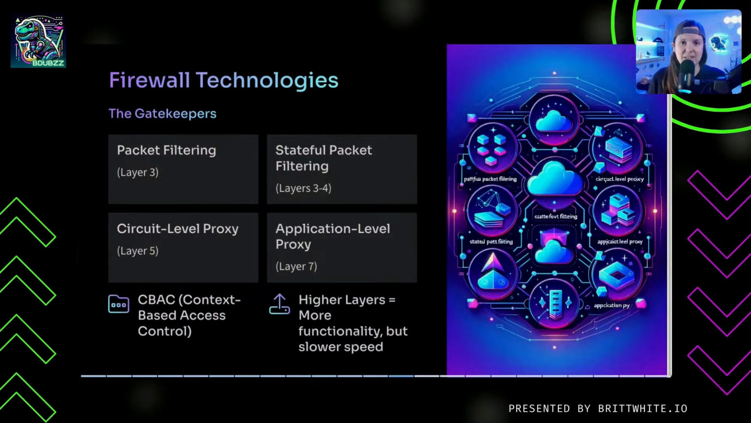Now, CBAC is context-based access control. This filters both TCP and UDP packets based on session info, spotting things like DDoS attacks or tracking connection statistics to keep things in check. Now that we've covered the types of firewalls, let's explore how we set these up in firewall architectures.